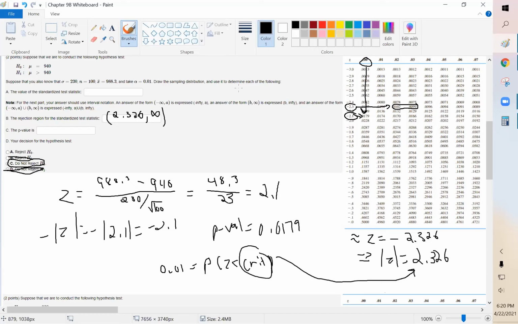Now, just as a bit of recall, you'll recall that a type 1 error is a false positive. So in this case, a type 1 error would be rejecting the null hypothesis that mu is 940, when in fact, we shouldn't have rejected that. And you'll recall type 2 is a false negative, so that would be failing to reject when we should have.